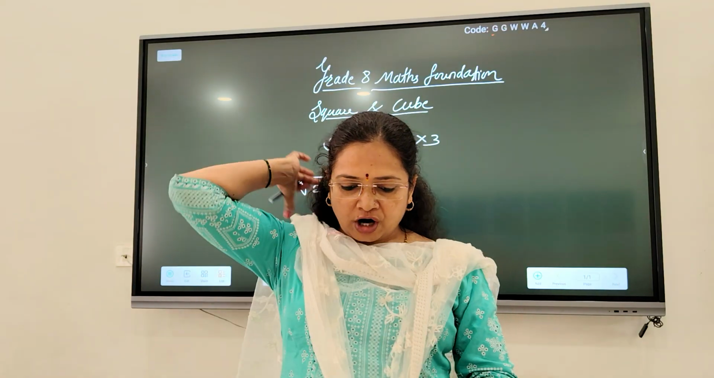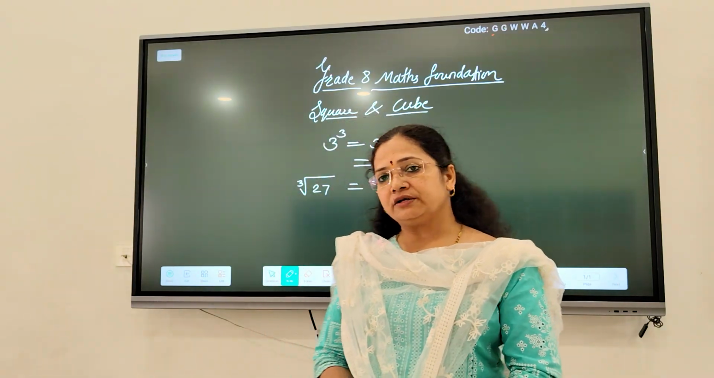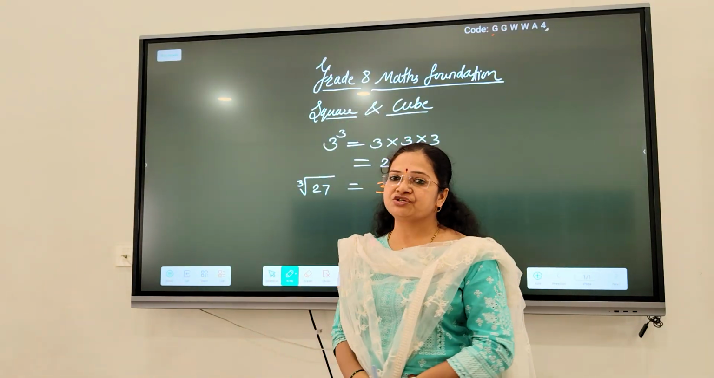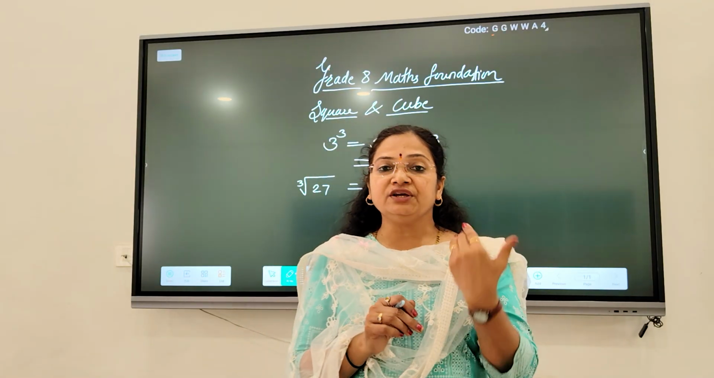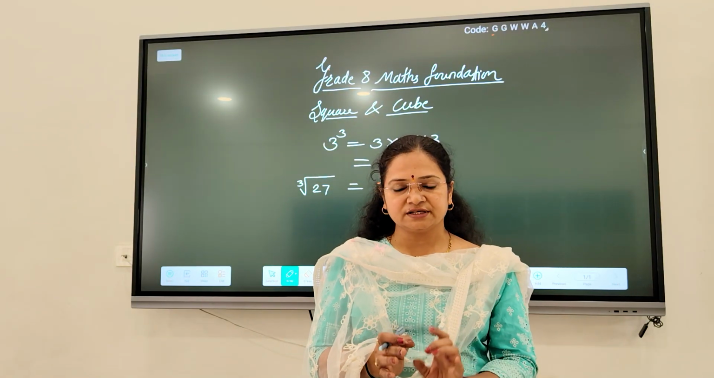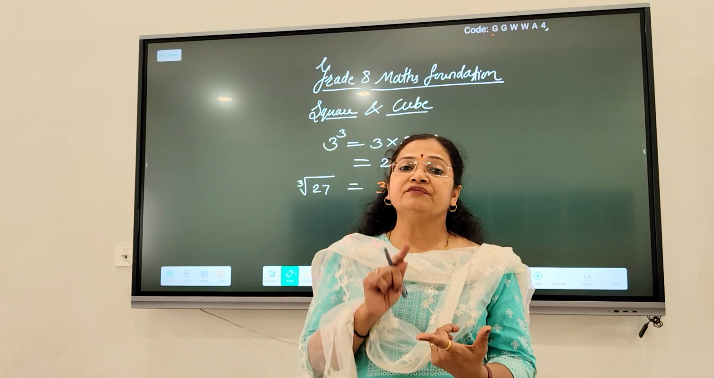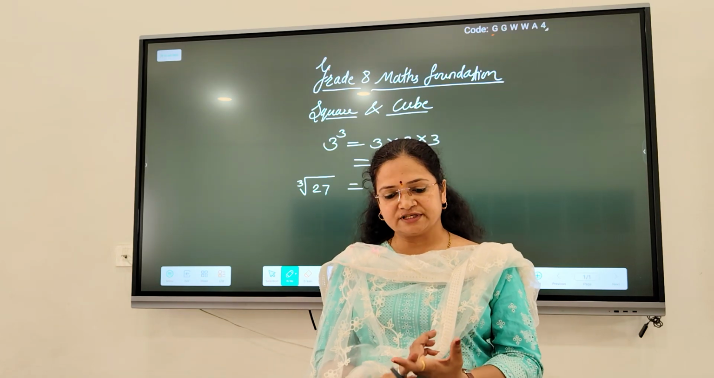Now, cube of odd natural numbers is odd. Cube of even natural numbers is even. Cube of a negative number is always negative.